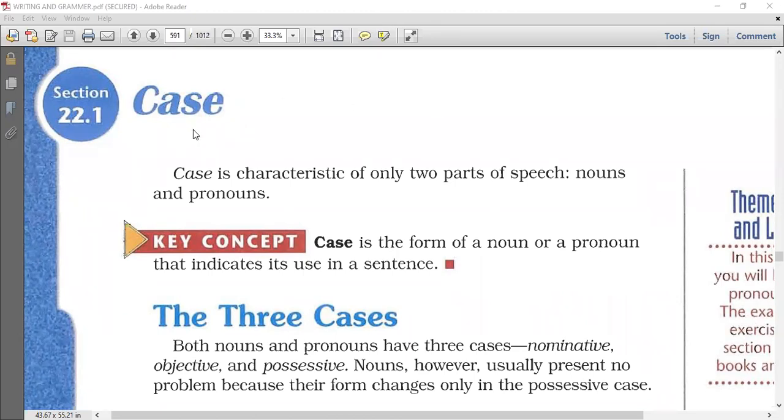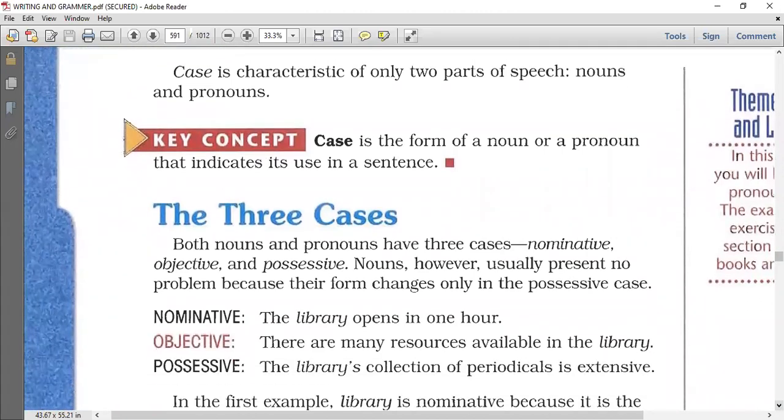So the case is characteristic of only 2 parts of speech. And follow up, please, because we have exercises all the time. If I call your name and you don't answer, please, I'll consider you absent. Case is characteristic of only 2 parts of speech, nouns and pronouns. Case is the form of a noun or pronoun that indicates its use in a sentence. As we said, nominative, objective, or possessive.